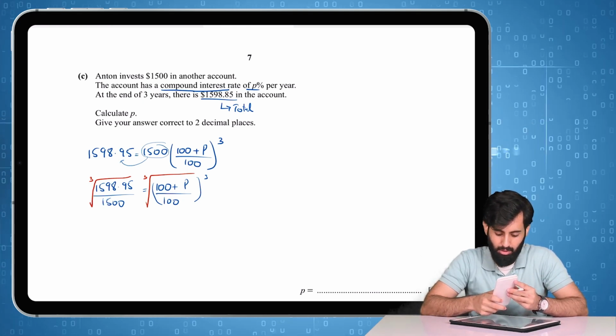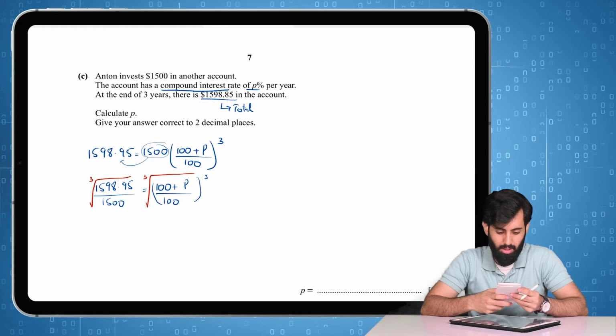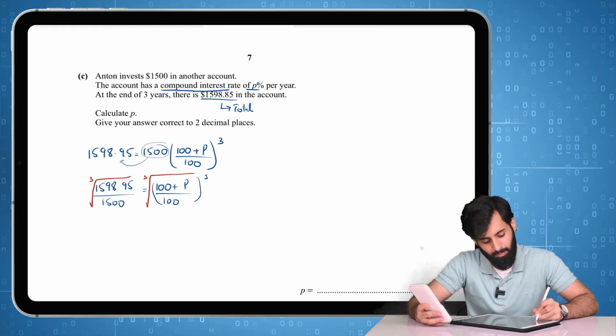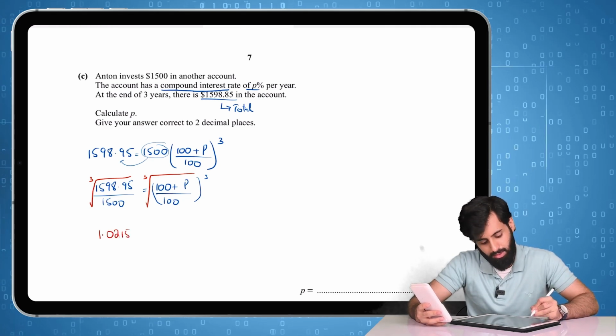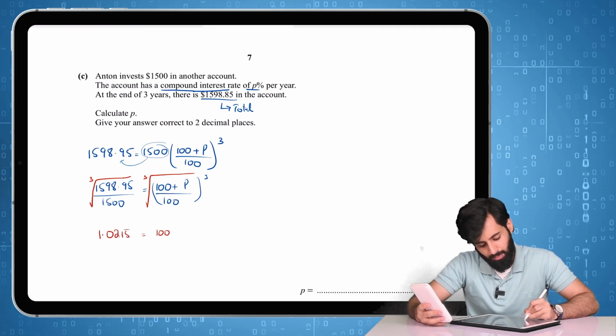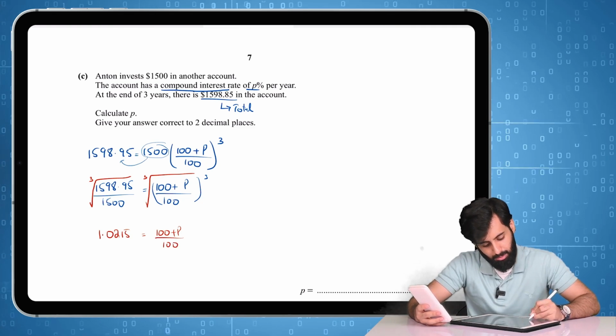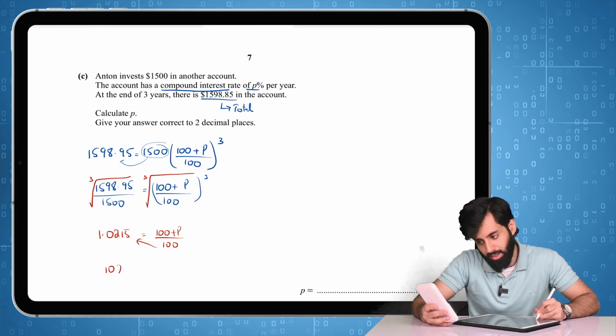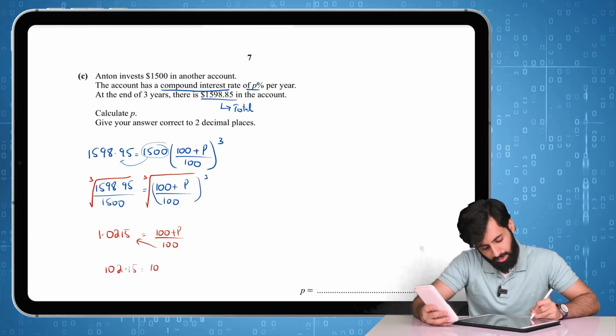And then I'm going to take the cube root of this value. So shift, cube root, answer. So I'm looking at 1.0215 something something, which is equal to (100 plus P) upon 100. So now I'm going to multiply this value by 100. So this becomes 102.15 is equal to 100 plus P.